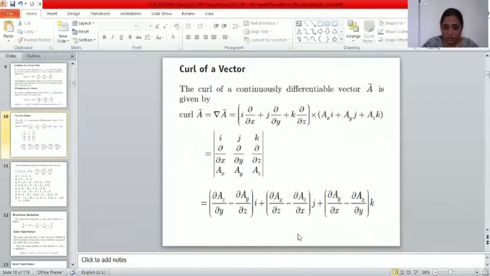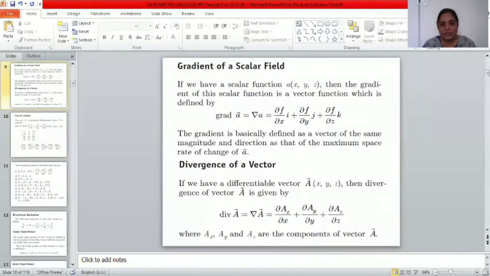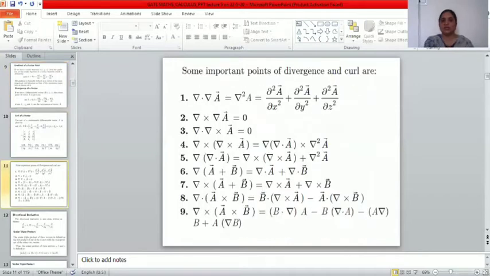So curl is a vector function, as we are getting i bar, j bar, k bar in that. If there is i bar, j bar, k bar, that is a vector function. So the only scalar function here is divergence. Gradient is also a vector, curl is also a vector, but divergence is a scalar function. Okay, this formula you need to remember.